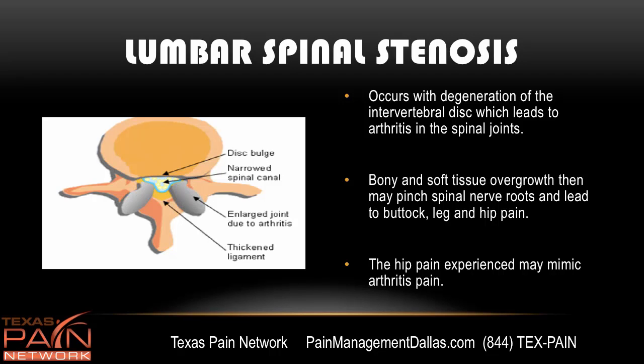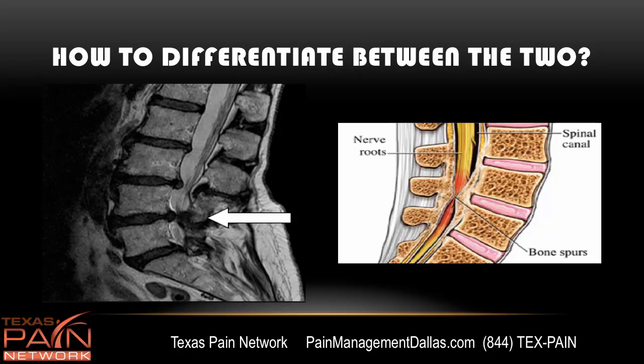Here's a cartoon of lumbar spinal stenosis. It occurs with degeneration of the intervertebral disc, and that shifts pressure to the back, more stresses to the facet joints in the back of the spine, creating arthritis with bony and soft tissue overgrowth, and that can pinch on nerve roots as they're trying to get out from the spine. The pain that's experienced may go into the hip, and that can mimic arthritis pain. How do you differentiate between the two?